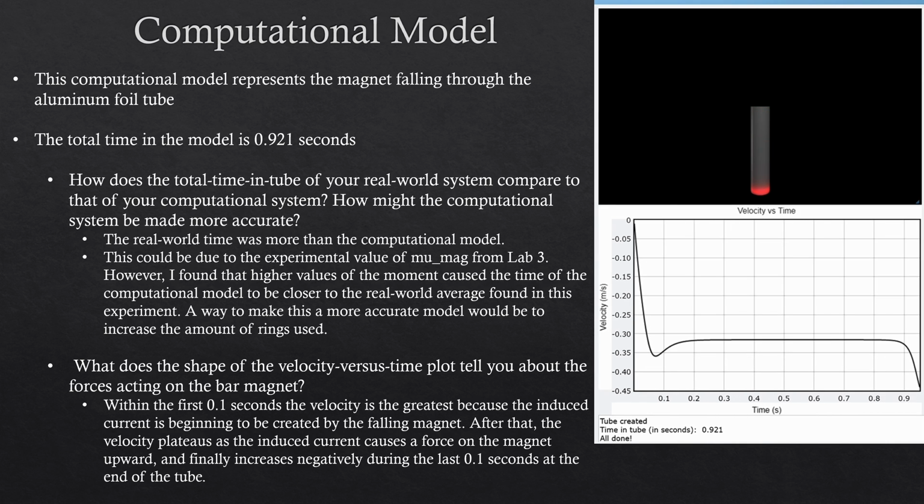In terms of the velocity versus time plot, within the first 0.1 seconds, the velocity is the greatest because the induced current is being created by the falling magnet. After that, the velocity plateaus as the induced current causes a force on the magnet upward, and finally increases negatively during the last 0.1 seconds at the end of the tube.